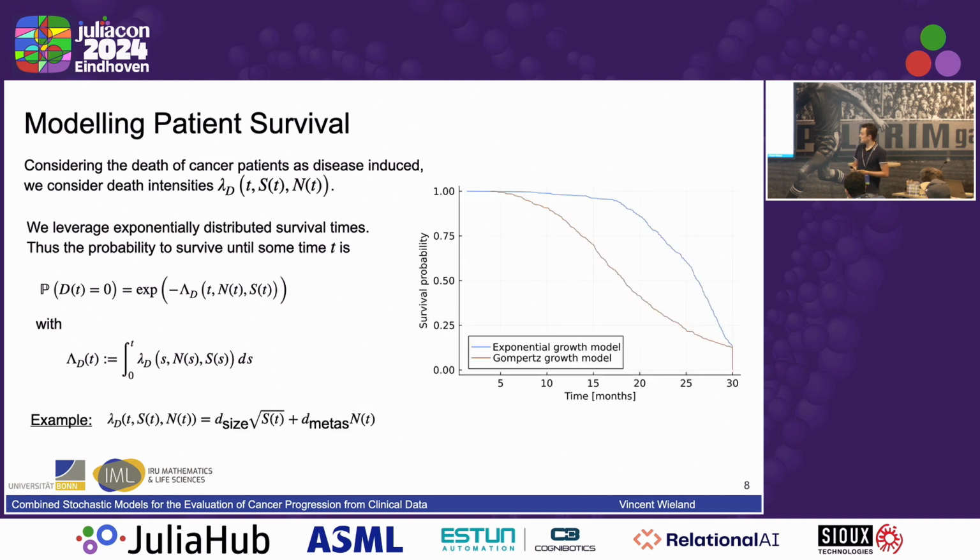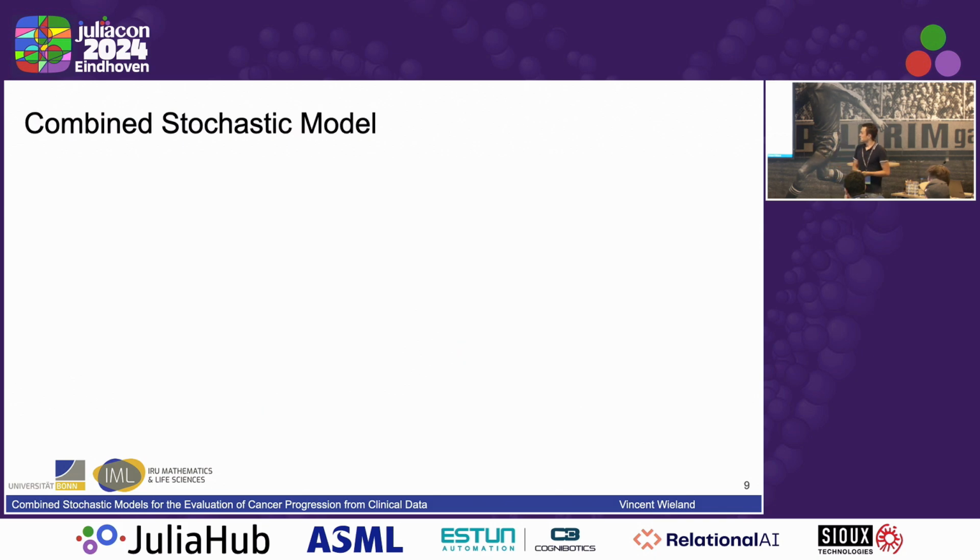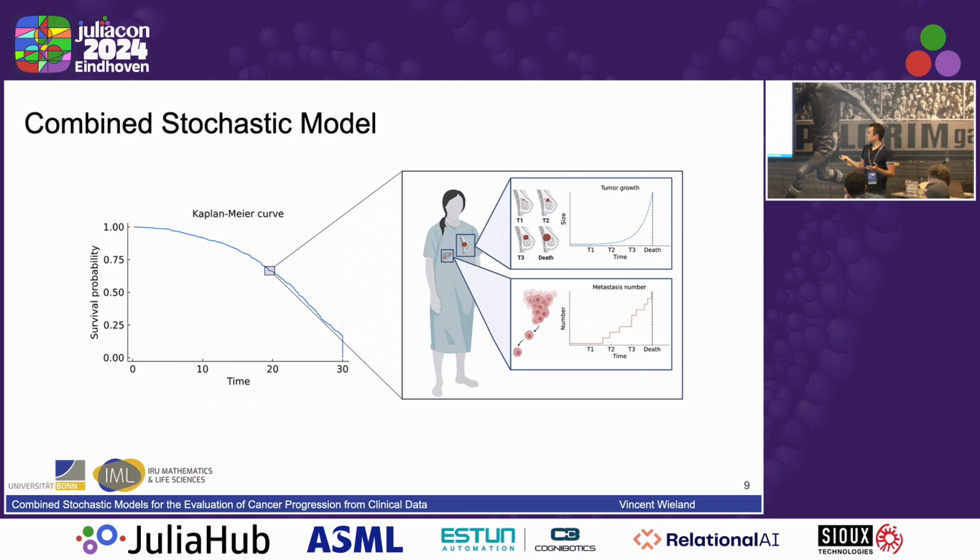As a simple example in this work, we consider really the most simple thing we could do: a parameter times the size of the tumor plus a parameter times the number of metastases. And if we then put in, for example, different tumor growth laws, we get different Kaplan-Meier curves, so different survival probability curves for our patients. Then we said, okay, now we need to look at all three of them combined.